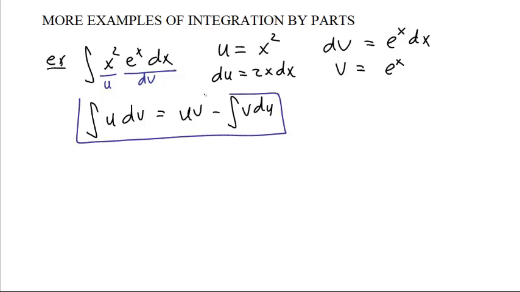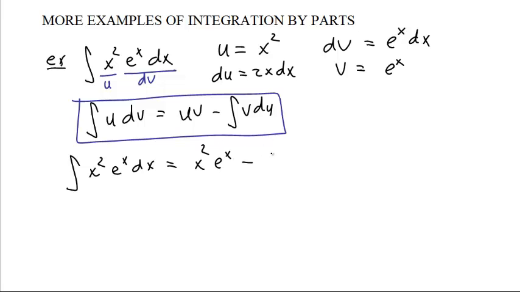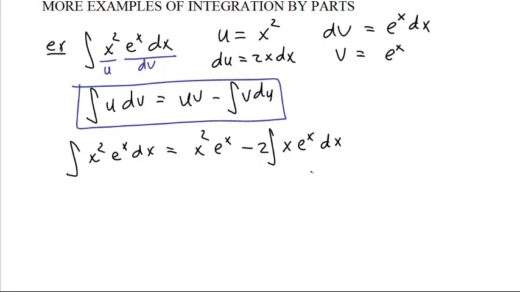Let's isolate this from what we're actually doing. And so this whole thing, integral of x squared e to the x dx, is uv, x squared e to the x, minus the integral of v du, which I'll just mash all these together: 2x dx times e to the x. I'm going to put the 2 out front, and I'll say x e to the x dx. We don't know how to solve this again. We have to use another round of integration by parts just on this little bit over here.